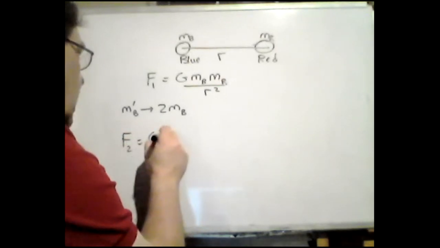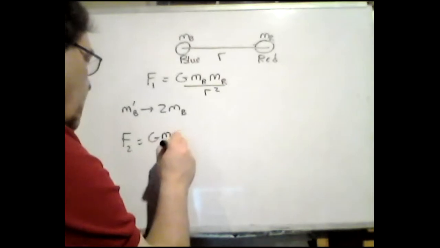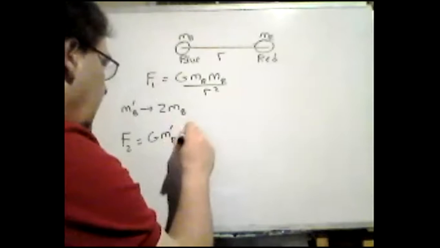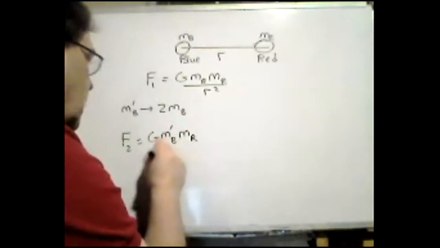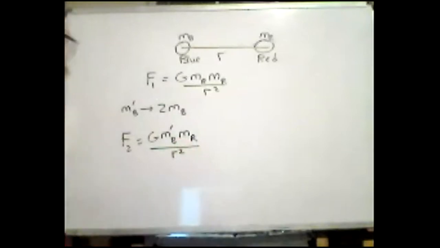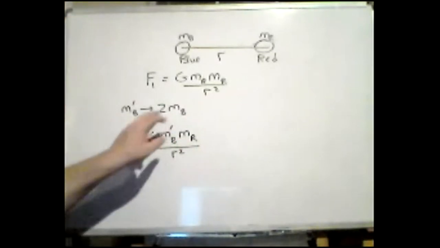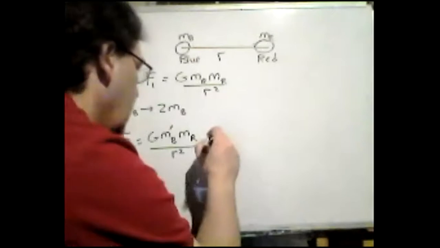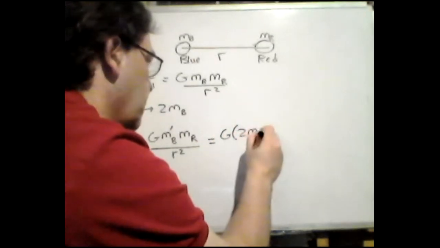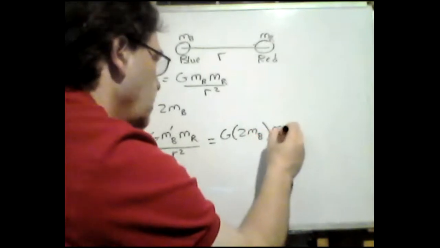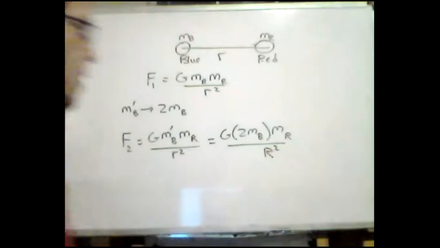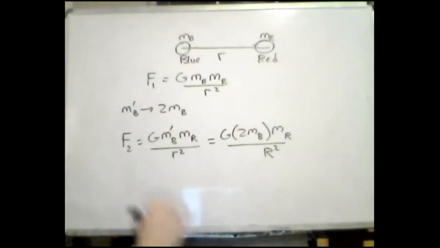And it's going to be G M sub B prime, my new mass, M sub R, I haven't touched the mass before, divided by R squared. Well, what is M sub B prime? Well, it's 2M sub B. So that's G times 2M sub B times M sub R divided by R squared. And I can pull that 2 out front.